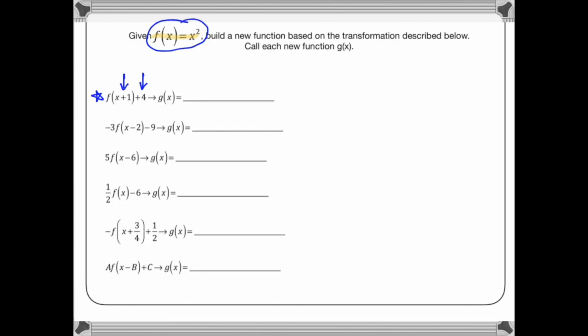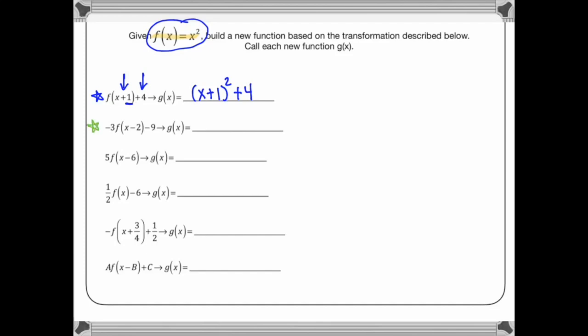So to do that, we'd go g of x equals, and then we would have x squared, x plus 1 squared, because we're putting that plus 1 inside where the x squared is at, and then a plus 4 on the outside. And so we're calling that g of x. Pretty straightforward. So let's take a look at another one.